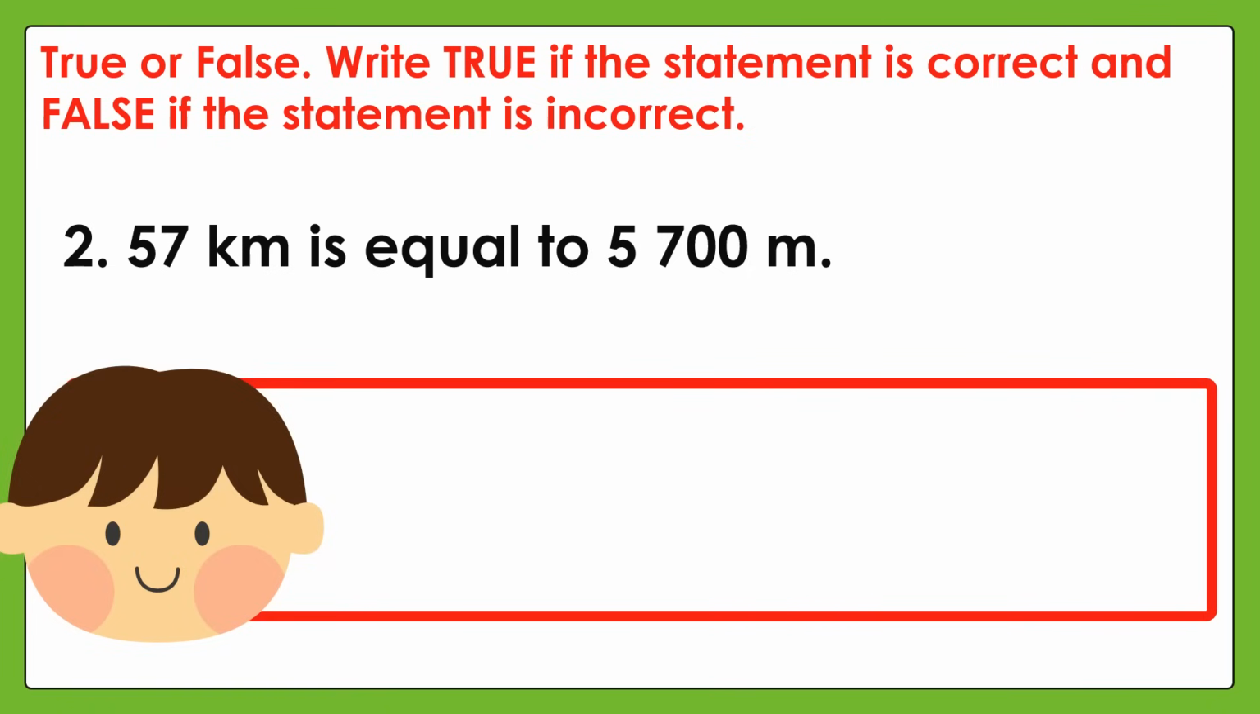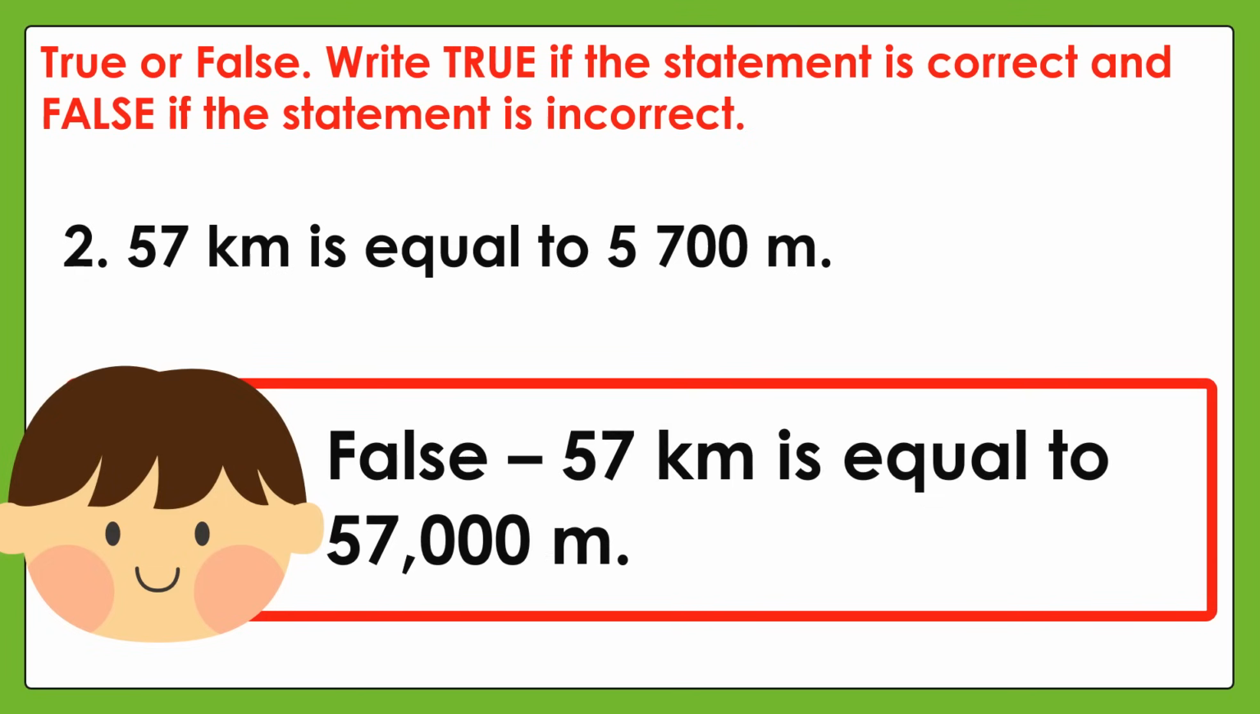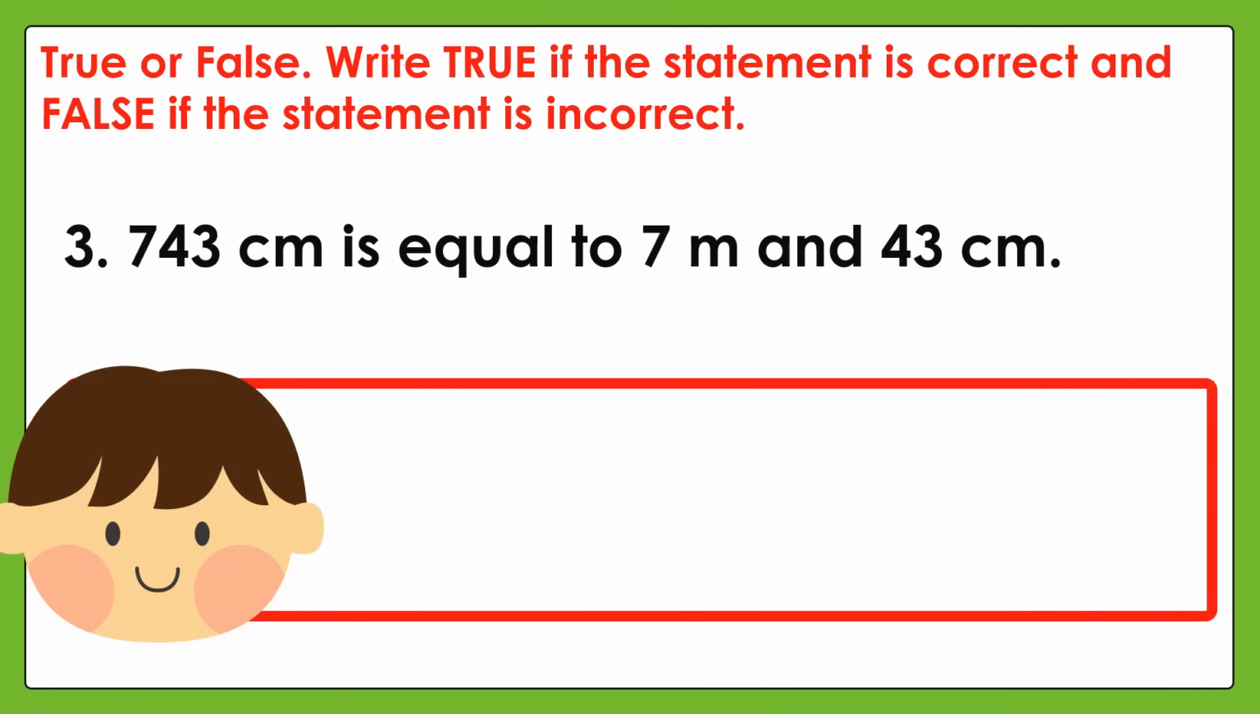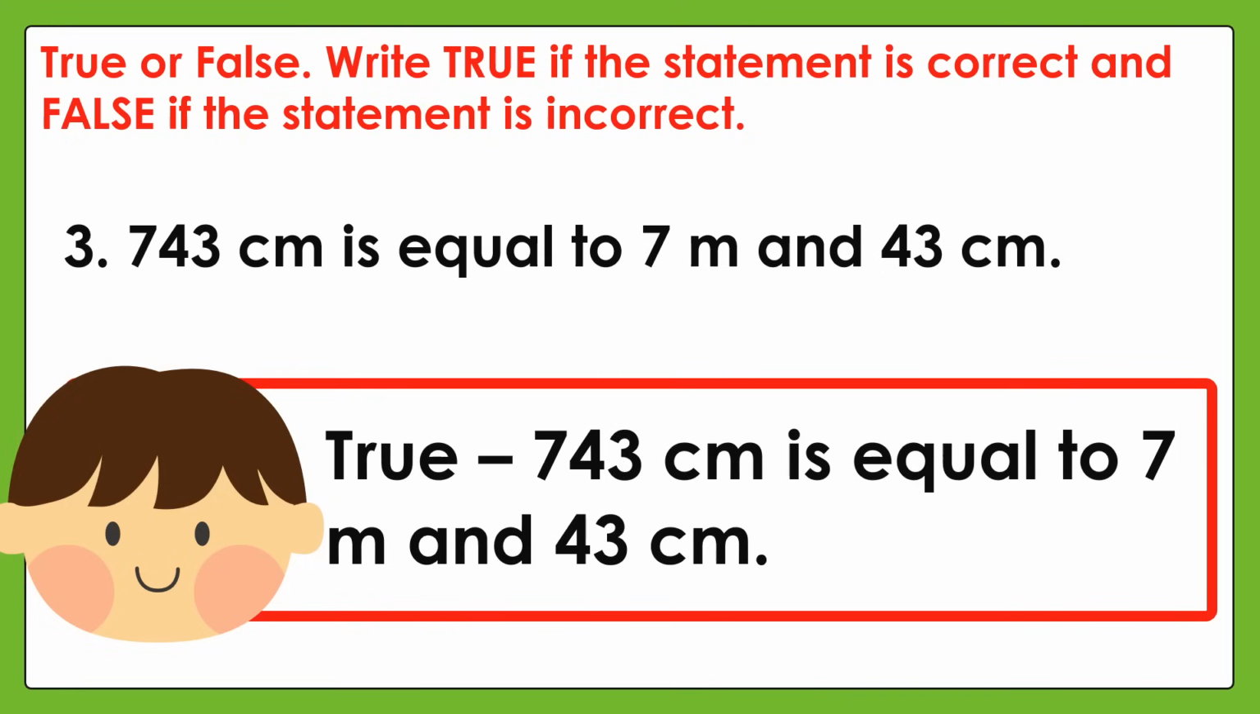Number 2, 57 kilometers is equal to 5,700 meters. The answer is false. 57 kilometers is equal to 57,000 meters. Number 3, 743 centimeters is equal to 7 meters and 43 centimeters. The answer is true.